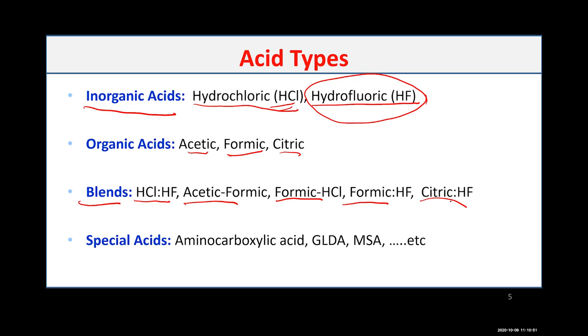Then lastly, we have what we call the special acids, and we typically use these acids in certain conditions. Like we have acids like aminocarboxylic acid and GLDA, and typically we use these acids when the temperature is extremely high, almost 350 and above, like 350 Fahrenheit or 400 Fahrenheit. In this case, the regular acid HCl-HF is a little bit hard to use. Corrosion rate will be high. So we are looking for some special acid for a special condition. Or when HCl is not acceptable for a certain regulation, we can use MSA as an alternative to HCl. Any questions so far?